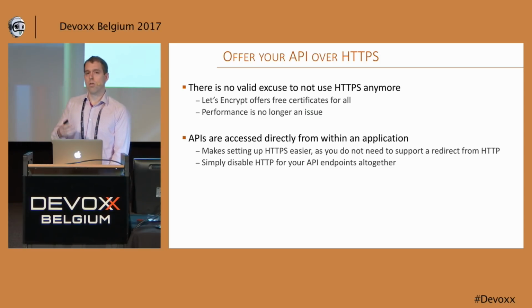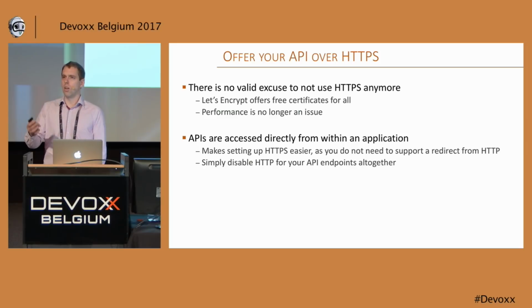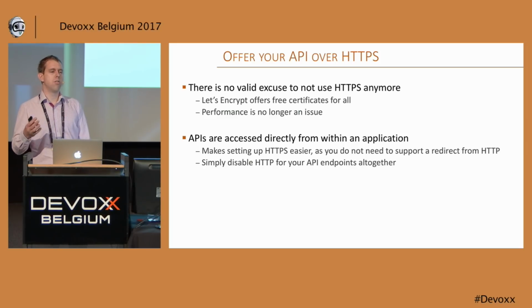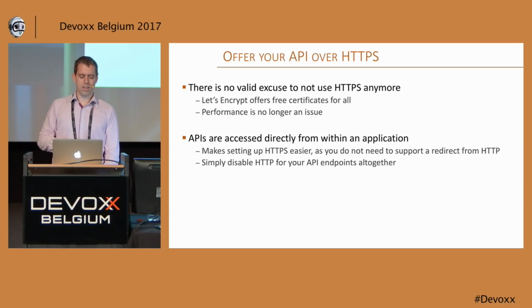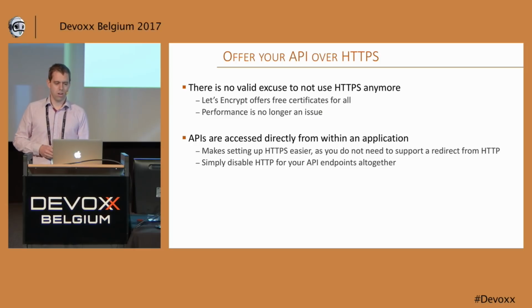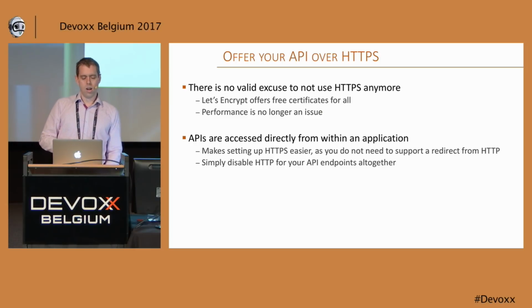You're not a web application. Your API will be accessed from within another application directly, so you don't need to support the redirect from HTTP to HTTPS. Of course, if you have legacy applications depending on that, don't disable that tomorrow. Otherwise, you're going to run into all kinds of trouble there.